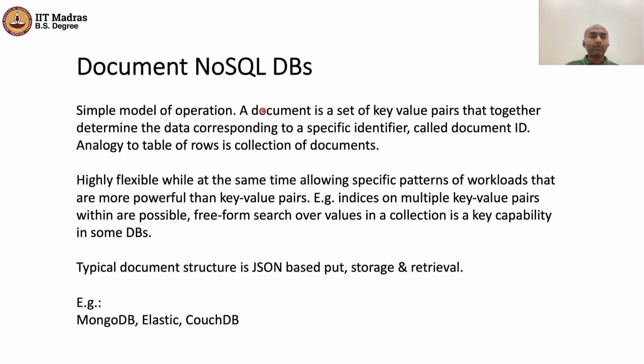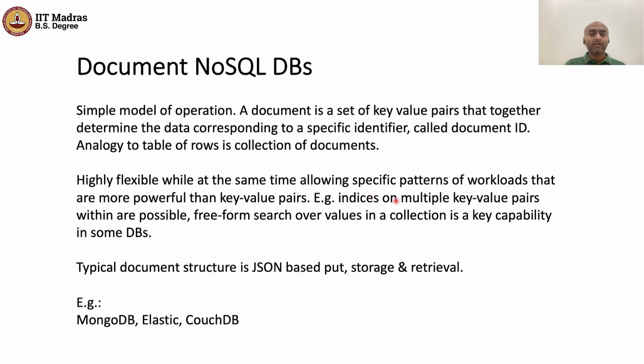So a document store is highly flexible. It doesn't impose anything in terms of modeling constraints, like I said, as a column family store does, or a column oriented store does, or the key value store does. It's actually a generalization of the key value concept. So it's highly flexible, while it also has very specific patterns of workloads that it can optimize for more powerfully than the simple key value pair kind of store.